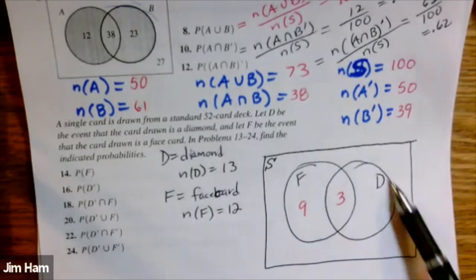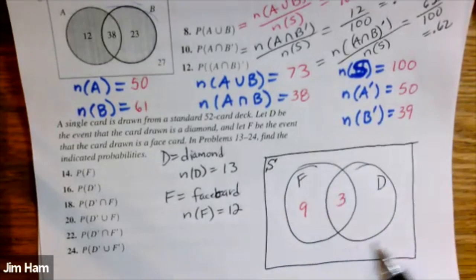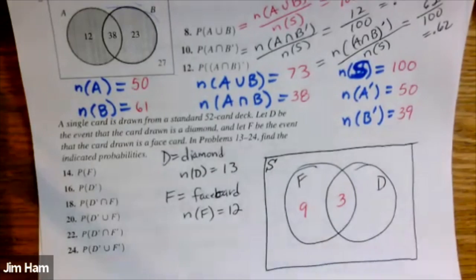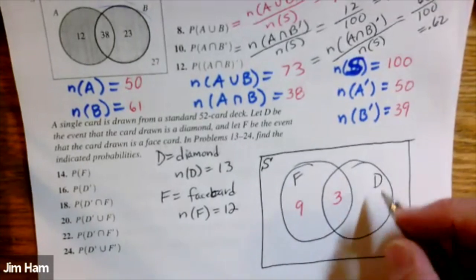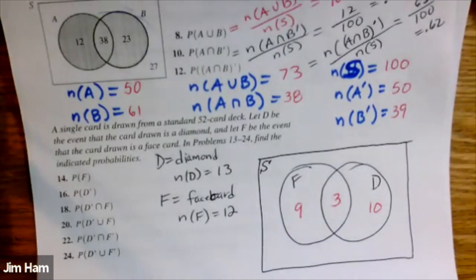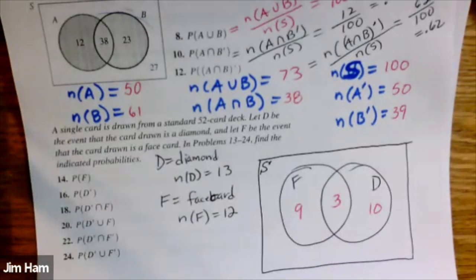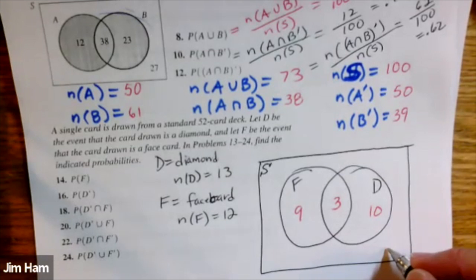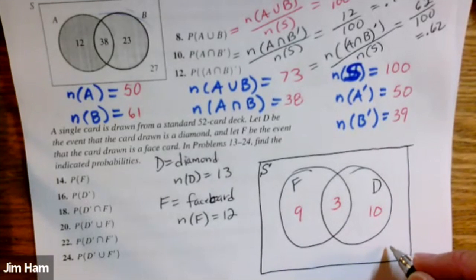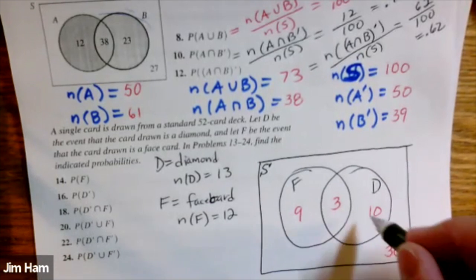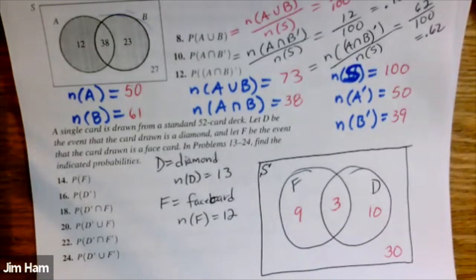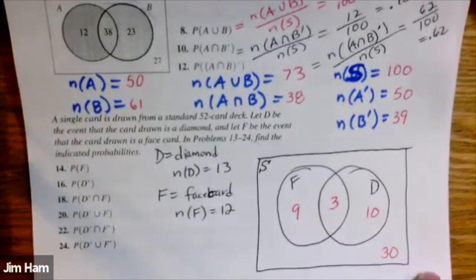Okay, now let's focus on the diamonds. If there are 13 diamonds in the deck, there are 3 face cards. How many non-face-card diamonds are there? Good, 10. Now we've accounted for 9, 3, 10, 22 cards, and we know that there's 52 cards in the deck, so how many must go out here? These would be the cards that are neither diamonds nor face cards, 30. And when those numbers are added, you get 52. All right, so I just want to give you another tool that you can use to potentially do these problems.